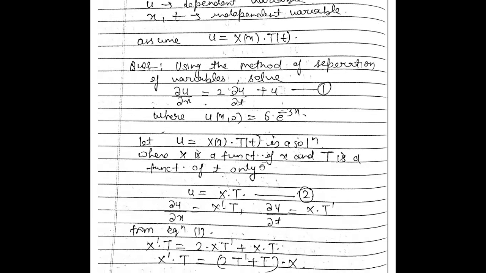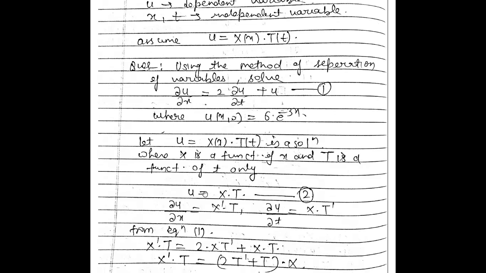Why are we taking this? Because u is a function of x and t. So capital X is a function of small x, and capital T is a function of small t. So u is equal to X into T is a solution where capital X is a function of small x and capital T is a function of small t only, right? Now we need to calculate del u by del x and del u by del t, so that we will put all these values in equation 1.